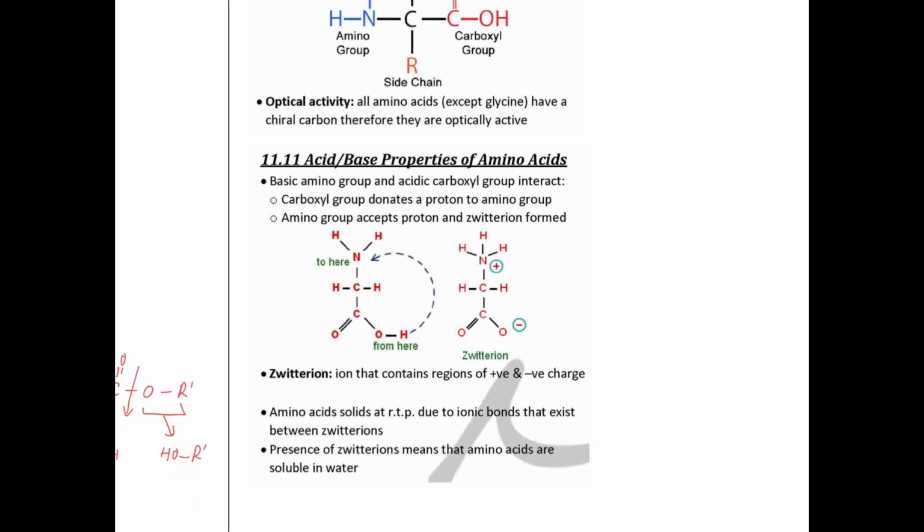11.11, acid-base properties of amino acids. As you can see, they are using glycine as the example here. This carbon is stuck to two hydrogens. That is glycine. Up here we have NH2. Down here we have COOH. So this is the basic group. This is the acidic group.